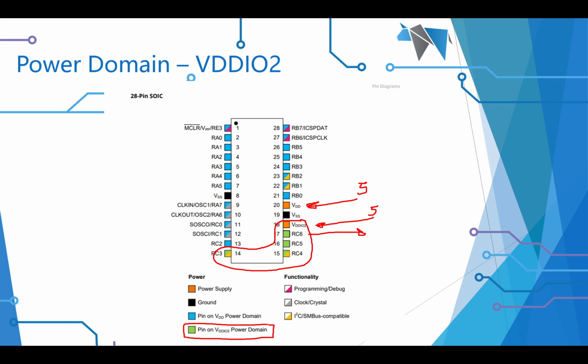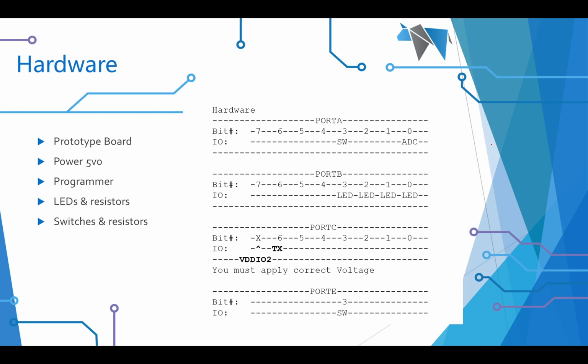Fail to do that on C6, C5, C4, C3 respectively, and you'll get output, but it will be too low a voltage. Okay, and it won't work. Great. So what am I doing? As I've said, I've got VDDIO2 with power, and I'm using C.6 as my transmit. My transmit is for the USART.